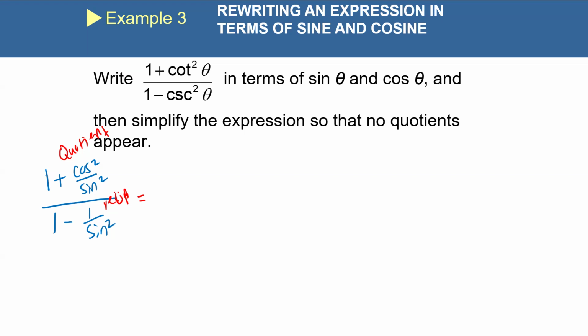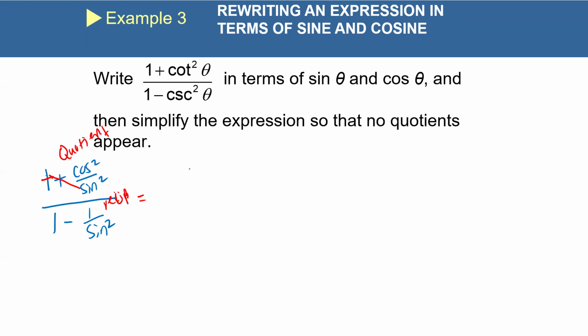How can I make 1 plus cosine squared over sine squared into one single fraction? Do you remember me saying chopsticks in a bowl? Or quick adding of fractions? Let's chopstick it out. Here we go. Here's my first chopstick, 1 times sine squared, which is what?